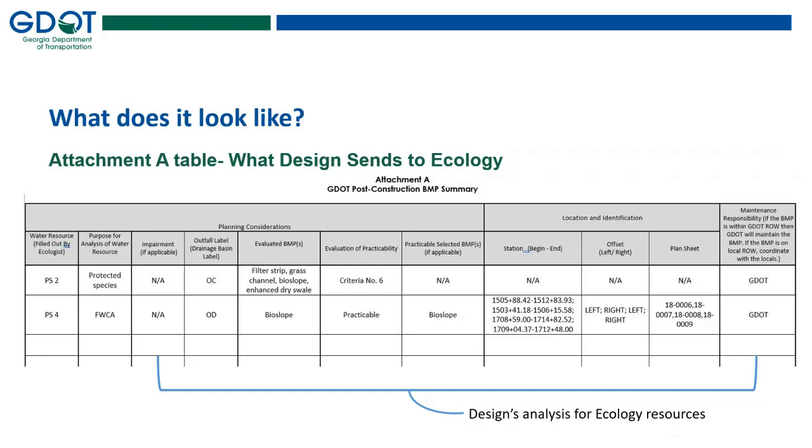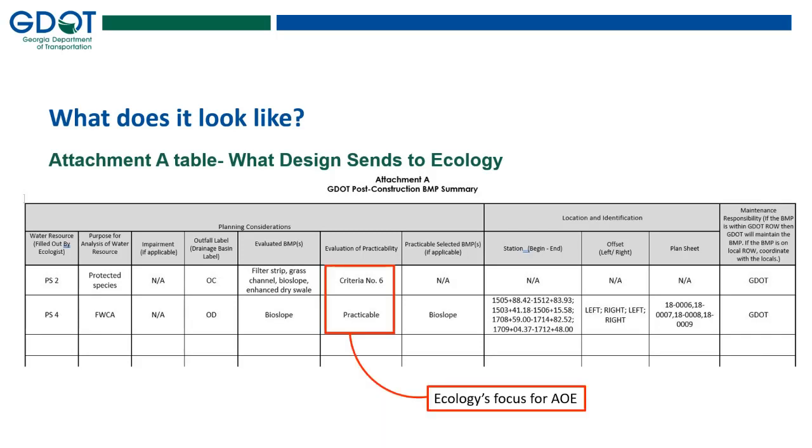I will say that design's going to determine if the water resource is impaired, the outfall label, the BMPs that were evaluated. They're going to put down what BMPs they considered, the practicability assessment criteria used to include and exclude BMPs, and which BMPs are ultimately selected, if any, as practicable. The table will also include the location on the plans and the maintenance information for the resource and associated BMPs.